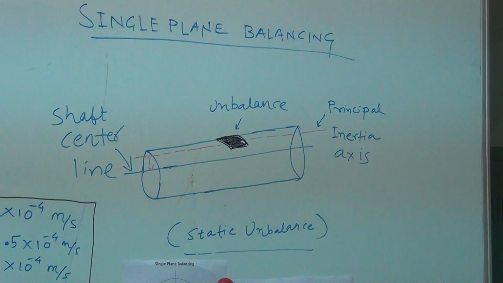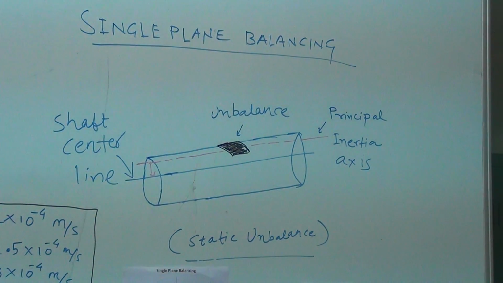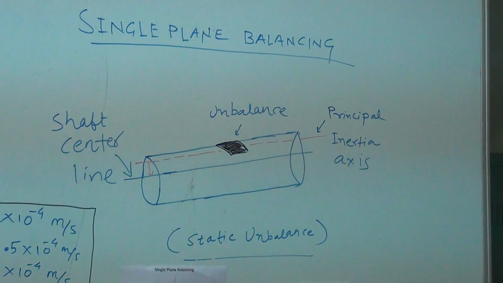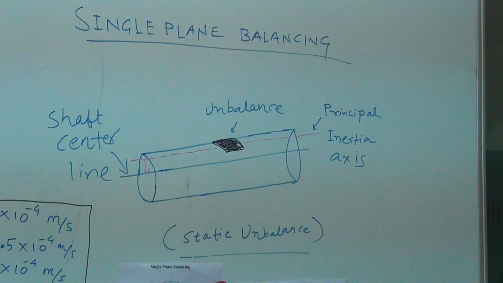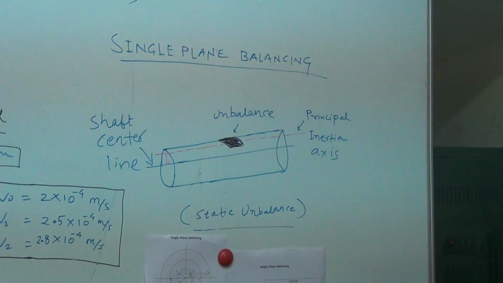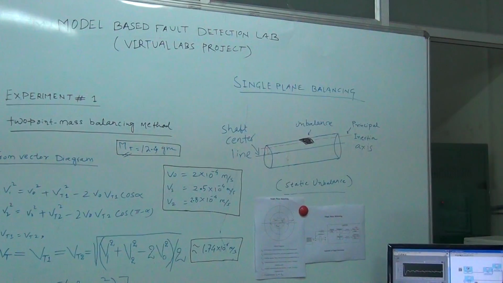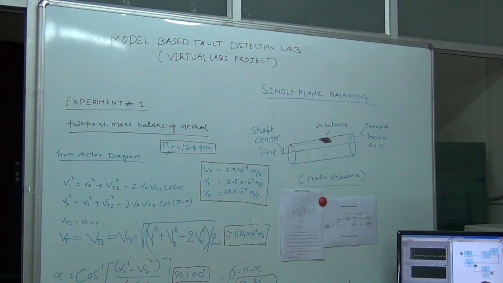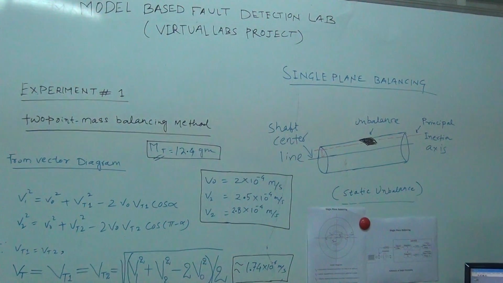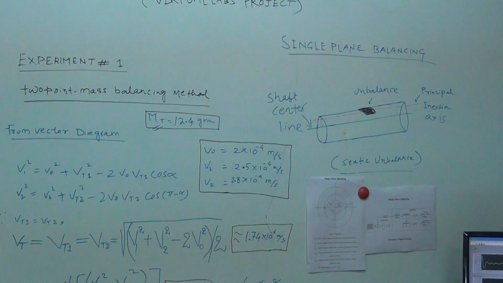And in this condition, the out of balance forces act in a single plane. So we have to do the single plane balancing to balance the system. Okay, so in this single plane balancing we will use the 2-point mass balancing method. So this is a vectorial approach. Okay, so now let us come to the vector plot.